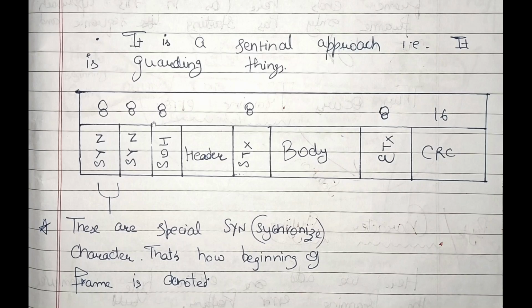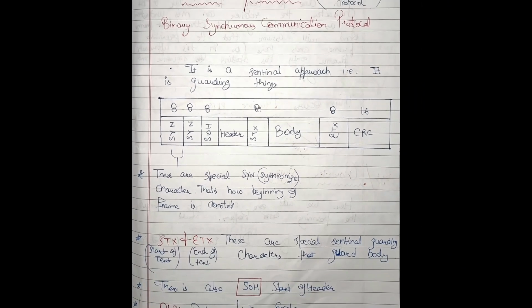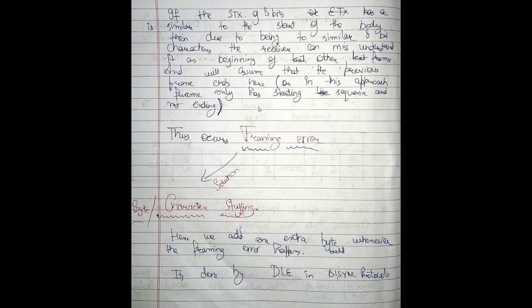Okay, this just means two similar characters will be there that will be denoting the start of text. That similar situation can also occur here. Okay, this will lead to framing error in BISYNC protocol. So this is what is written over here.